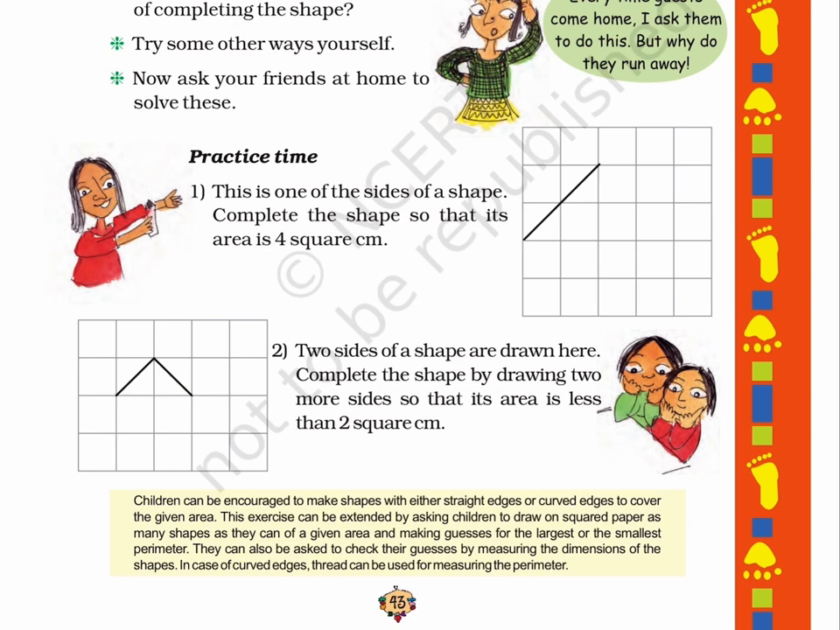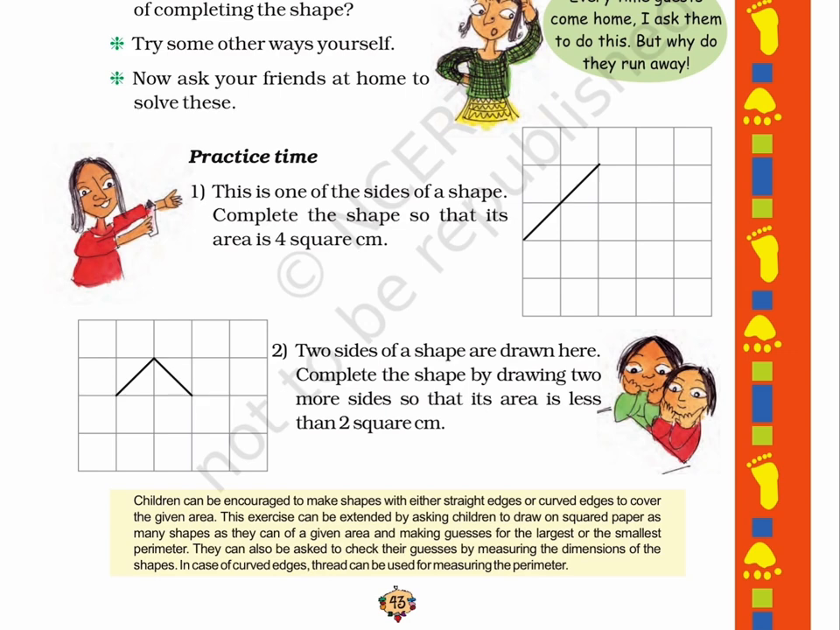Practice time. 1. This is one of the sides of a shape. Complete the shape so that its area is 4 square centimeters. To the right side of the question, we see a square grid with one sloping line drawn at approximately 45 degrees. 2. Two sides of a shape are drawn here. Complete the shape by drawing 2 more sides so that its area is less than 2 square centimeters. On the left side of the question, we see again a square grid with 2 sloping lines drawn, which are meeting at the top, like the point of a triangle.